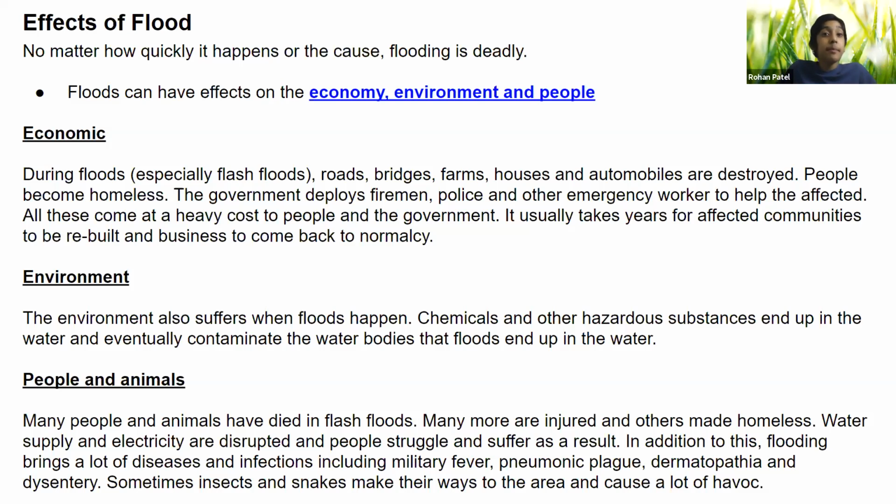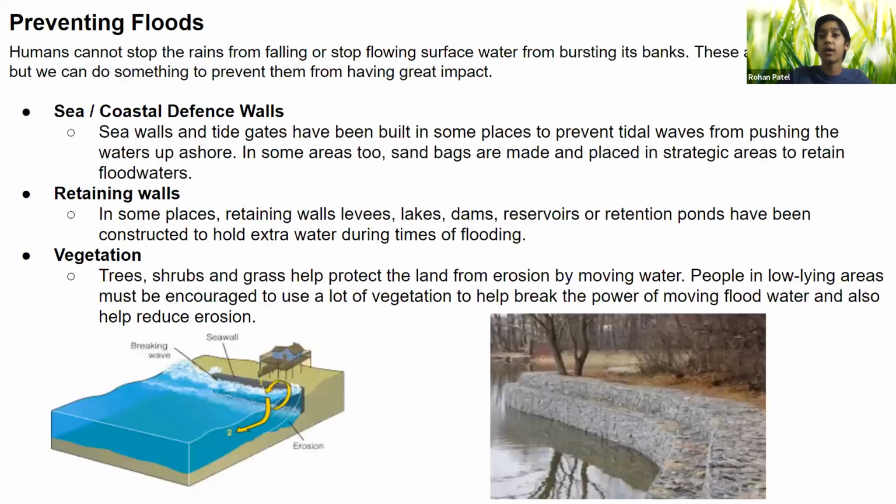Another effect is on people and animals. Many people and animals have died in flash floods. Many more are injured and others are homeless. Water supply and electricity are disrupted, and people struggle and suffer as a result. In addition to this, flooding brings a lot of diseases and infections, including typhoid fever, pneumonic plague, dermatopathia, and dysentery. Sometimes insects and snakes make their way to the area and cause a lot of havoc as well.